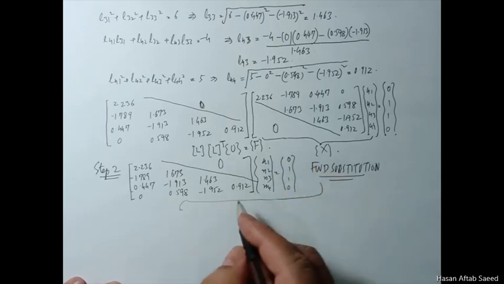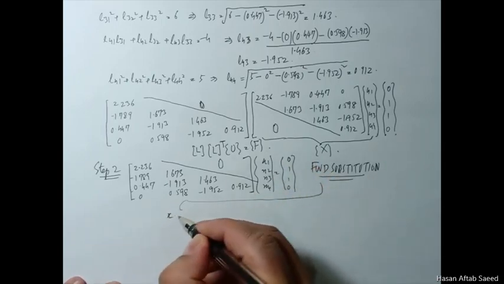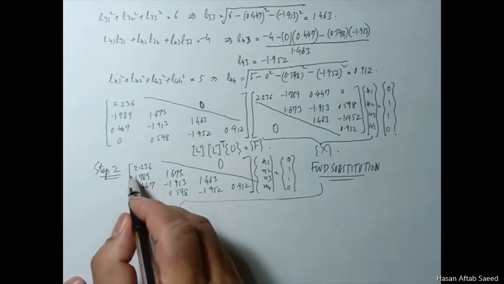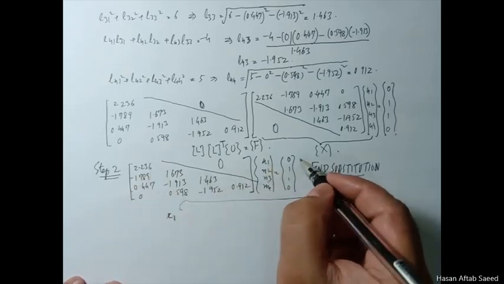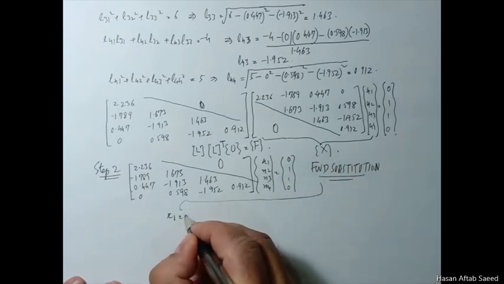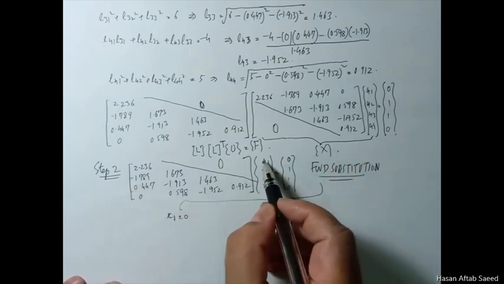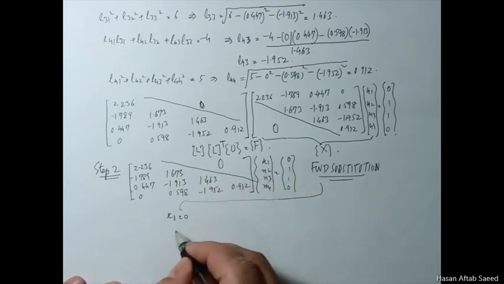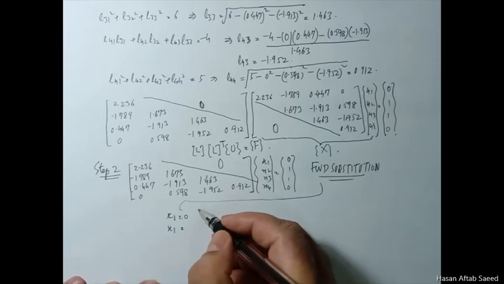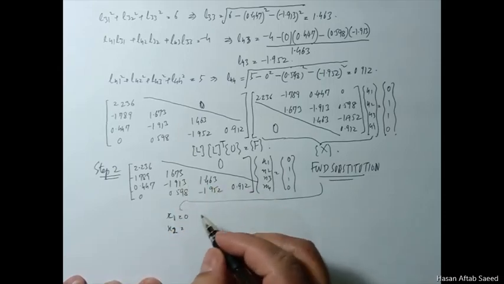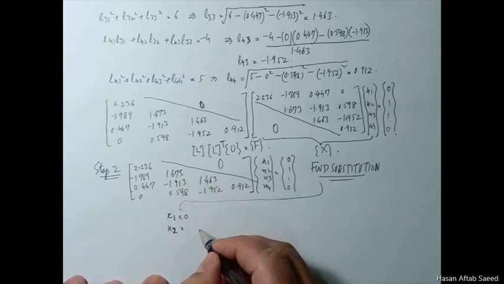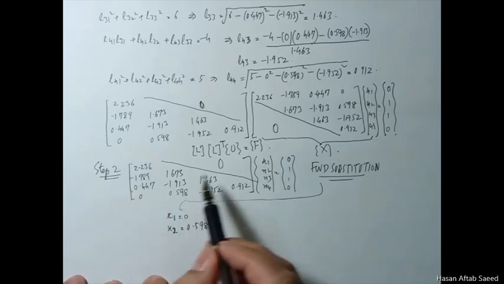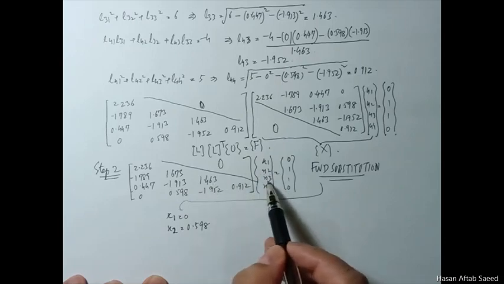So please confirm these. First you calculate x1, which is simply 2.236 into x1 is equal to 0, so x1 turns out to be 0. The next one is this material of x1 plus this material of x2, and the rest are 0, is equal to 1. And x2 turns out to be 0.598. Please check these values. The next calculation, this material of x1 plus this material of x2 plus this material of x3 is equal to 1.